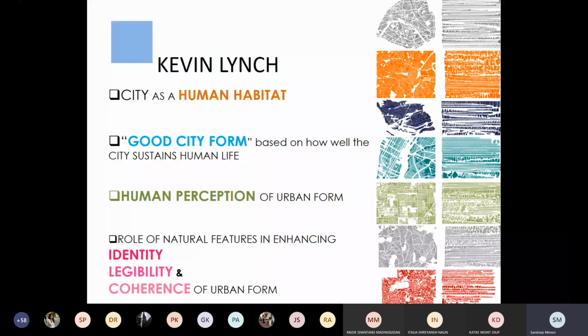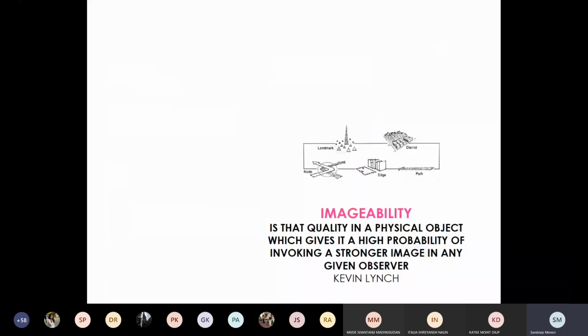On the other end, it's also important to understand how we perceive things, how cities are designed. This is something that you intuitively do in your design processes, but may not be really aware of. Imageability, the way Kevin Lynch defined it, was a quality of a physical object that gives it a high probability of invoking a stronger image in any given observer. In a city, he said that there are 5 different entities that one could possibly look at.